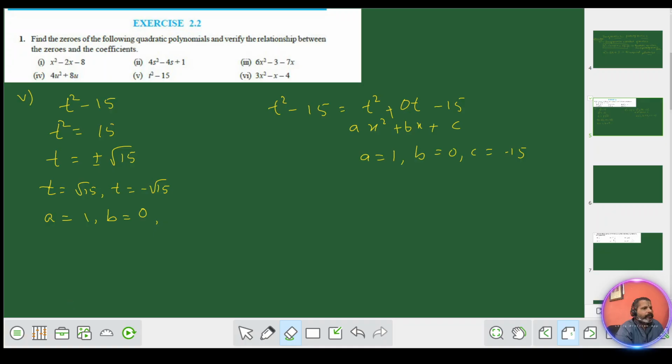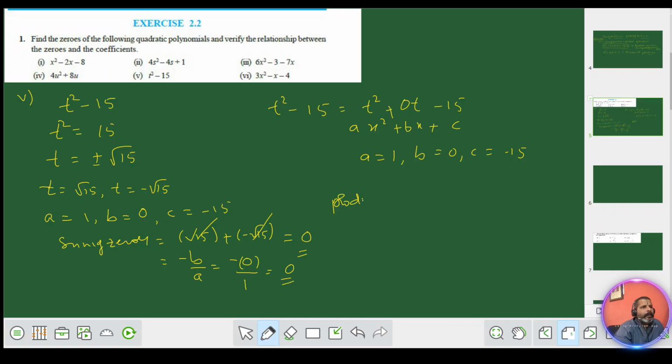Now a, b, c is what? 1, 0, minus 15. Now you find the sum of zeros. What are the zeros we found? Root 15 plus minus root 15. This gets cancelled because they are like terms. Then minus b by a, if you match it with the coefficients, b is what? 0 by a is 1. 0 by anything is 0. So sum of zeros is verified.